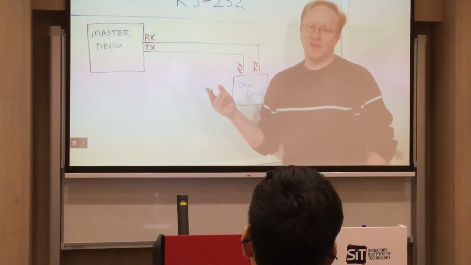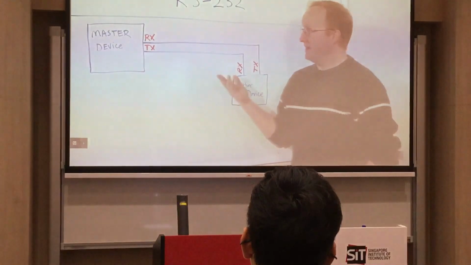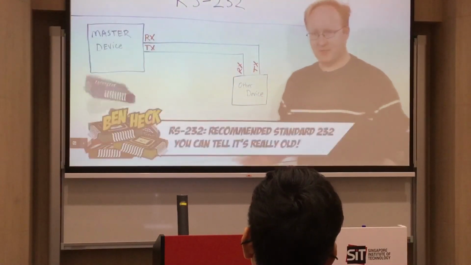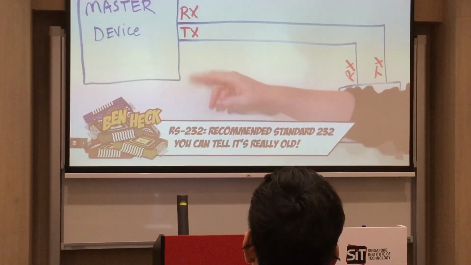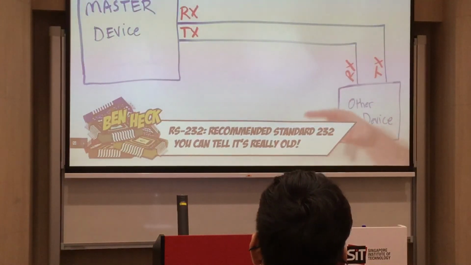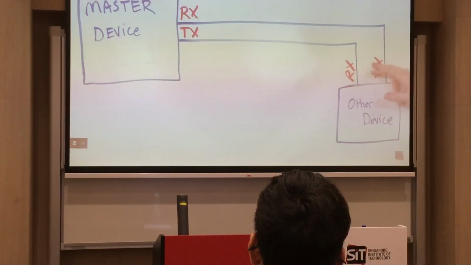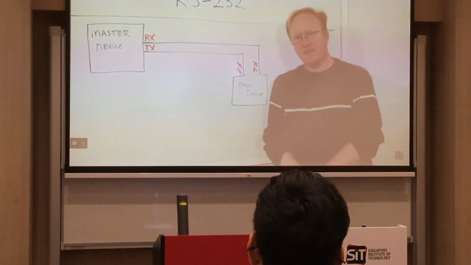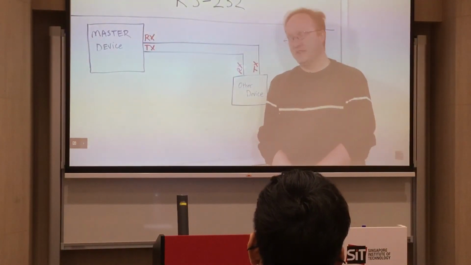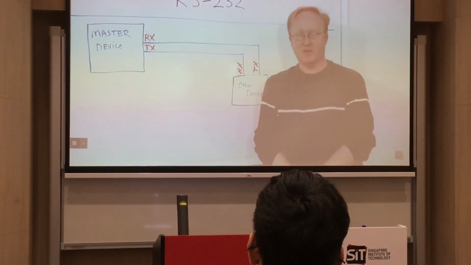The last interface we're going to look at today is RS-232, recommended standard 232. It's pretty simple to use. You have a master device with transmit and receive lines, and over here, receive and transmit lines. Notice how they are crisscrossed. Transmit here is receive here, and transmit here is receive here. It's pretty easy to use. There are other lines on the standard, but we don't need those anymore.